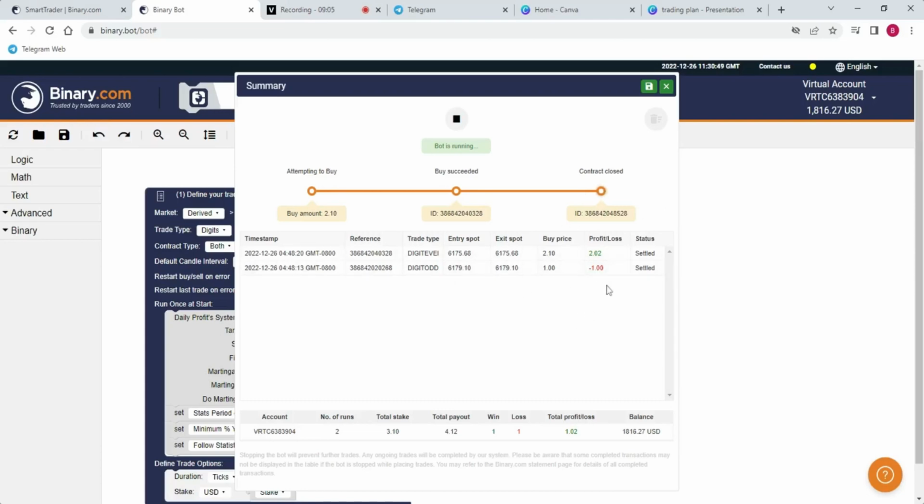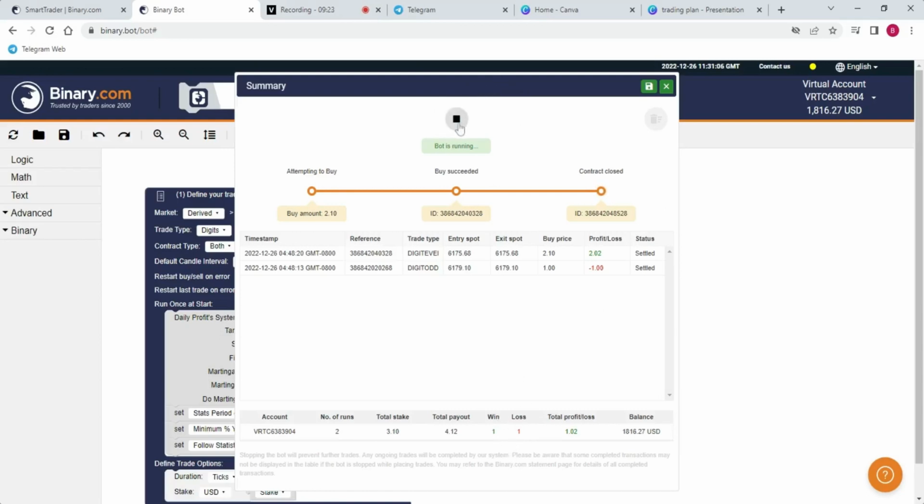This is the strategy I use sometimes, especially when I realize that the market is quite volatile. So I put that particular point, and that's the reason why you realize the bot has stopped. Why? It has reached the profit.